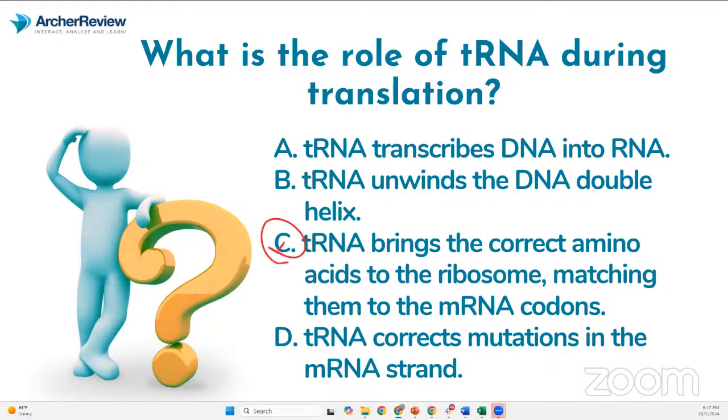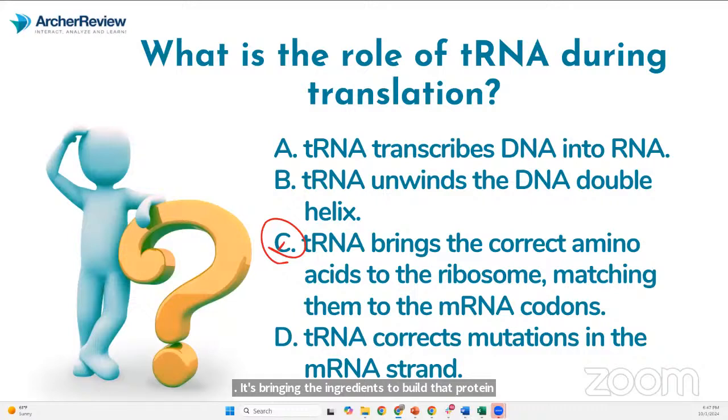Okay, for those of you that had C, you are correct. You are correct. tRNA is that delivery driver. It is bringing the amino acids, or as my example, the recipe, it's bringing the ingredients to build that protein.